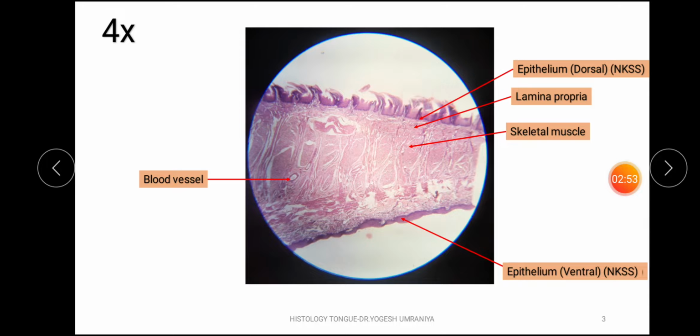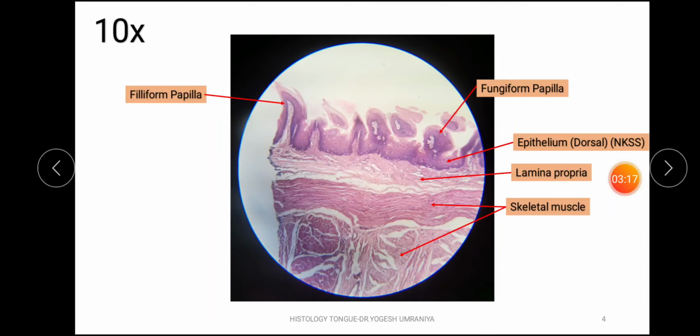Underneath the epithelium you will find the layer of loose connective tissue termed the lamina propria, underneath which you can look at the skeletal muscle layer which is running in different directions. Within the skeletal muscle you will find the blood vessels. Here you can see this is the blood vessel. Next we are moving to the photomicrograph under the 10x.